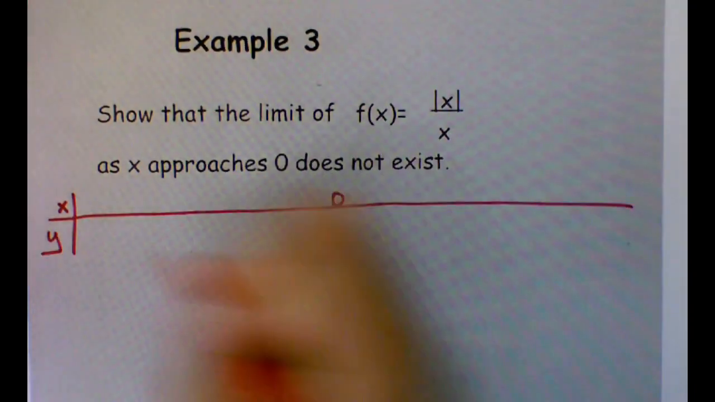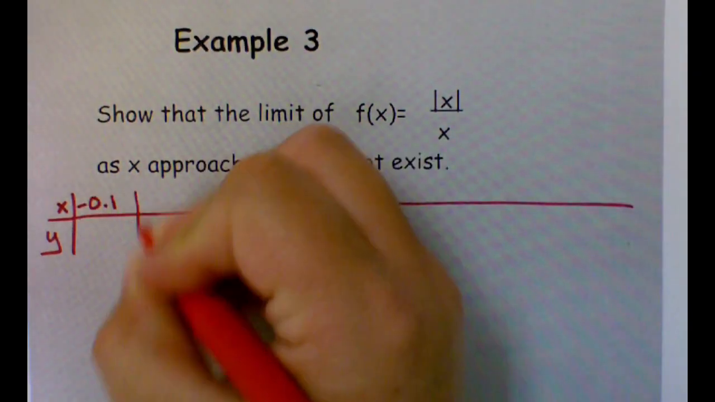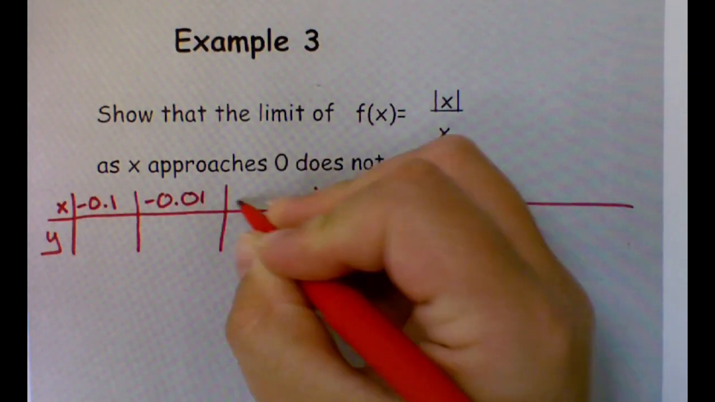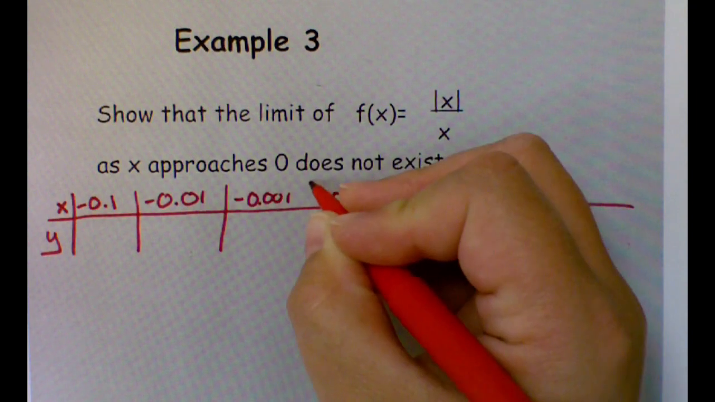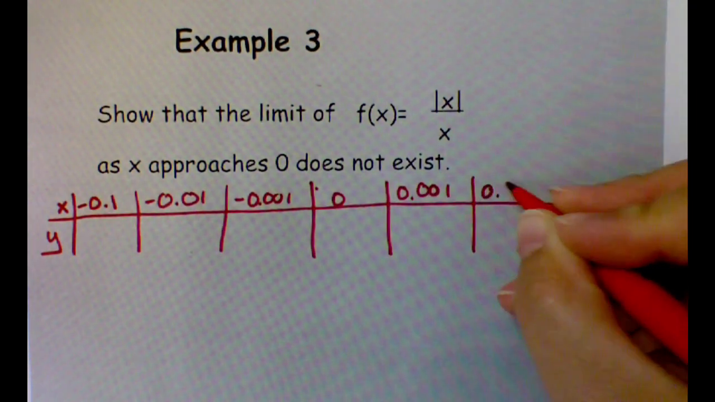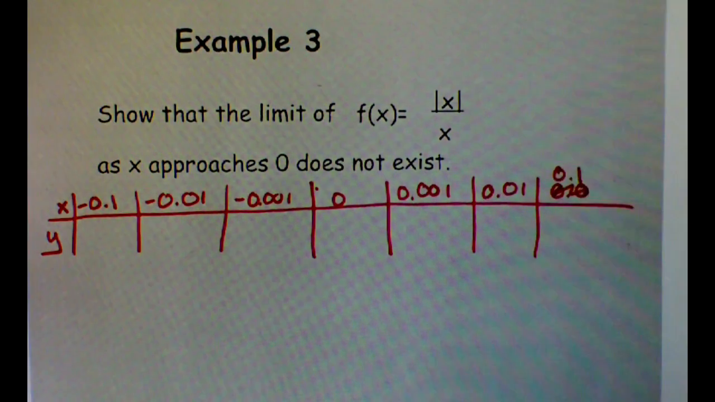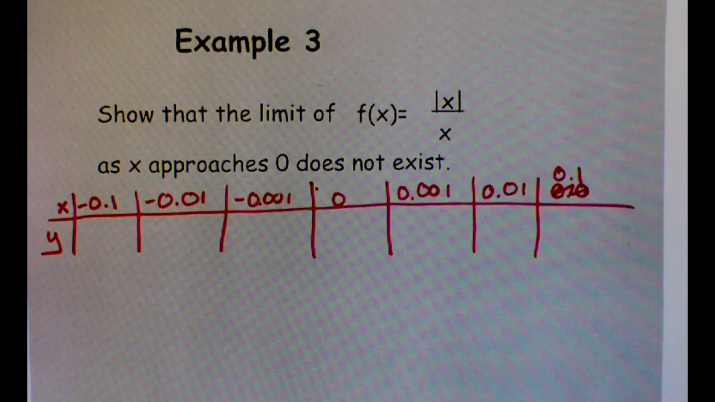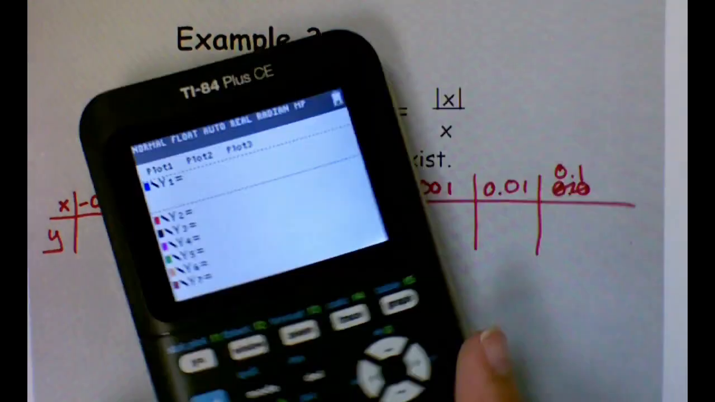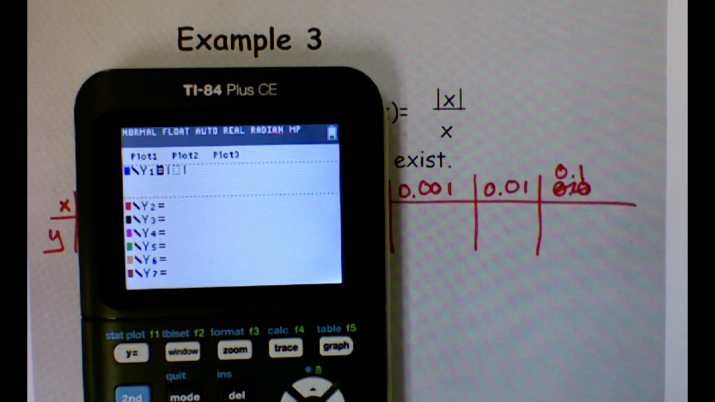So we'll make a little table. I would use negative 0.1, negative 0.01, negative 0.001, 0, positive 0.001, 0.01, and 0.1. All right, again, I would just type this function in. In my calculator, I can get an absolute value. If I click Math and then go over to Num, I have ABS. So absolute value of x divided by regular x.